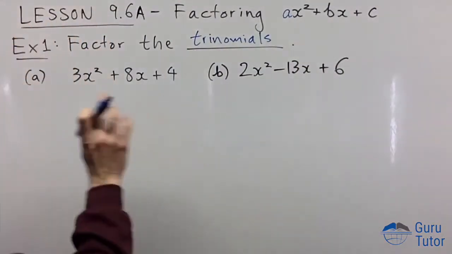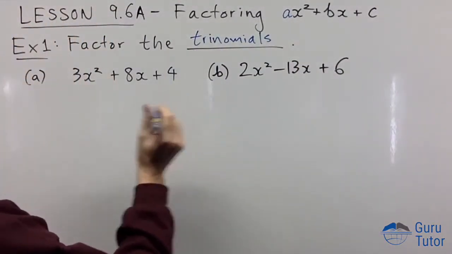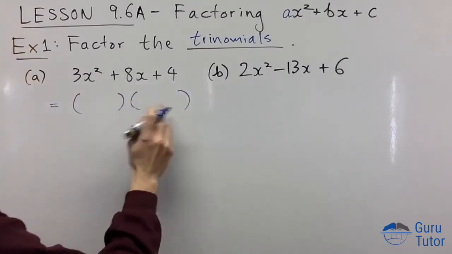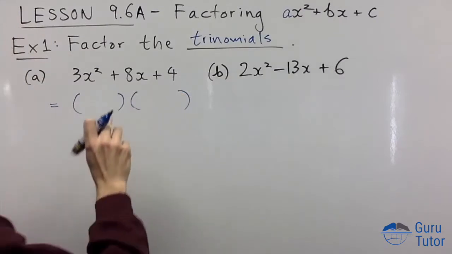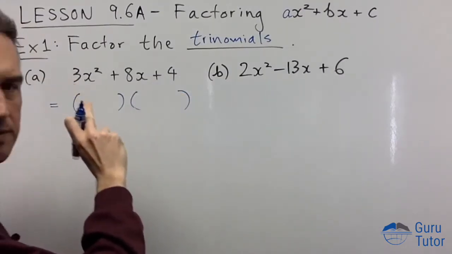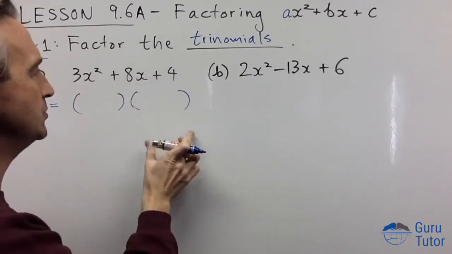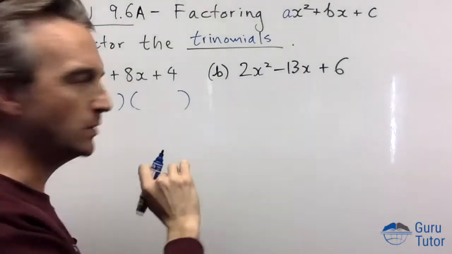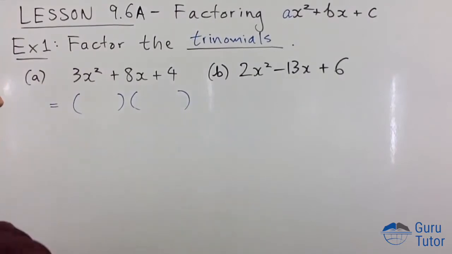First one, we're going to factor 3x squared plus 8x plus 4. And as I said, we're going to get 2 binomials. Something times something equaling this. But this time we have a number here that's not a 1. So that method we did before, when we find the 2 numbers that add to give 8 and multiply to give 4, that's not going to work this time. We're going to do something a little bit more complicated.